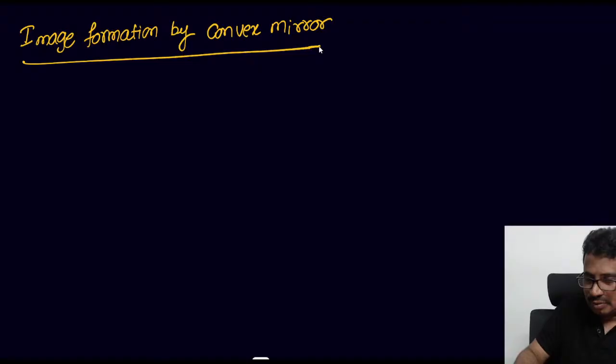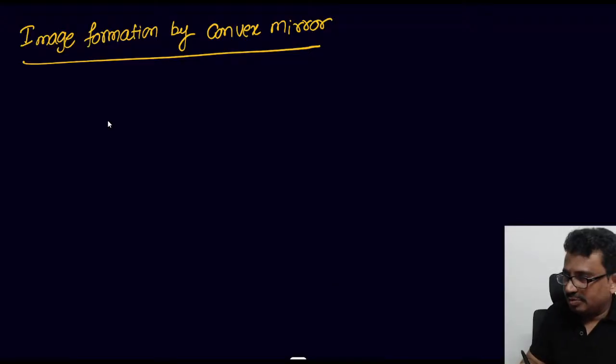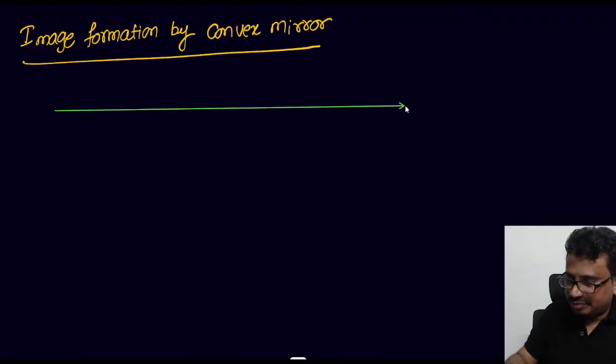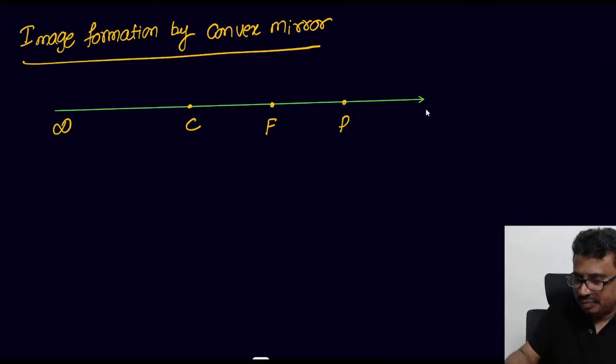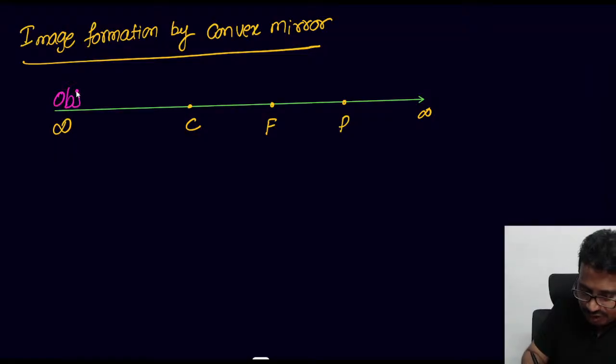Image formation by convex mirror. In a convex mirror, only two cases are possible. Let us see those cases. Only two possibilities you can find. Here this is infinity and the center, this is the focus, this is the pole, and this is infinity. So tell me now, if the object is at infinity, where will the image form? The image is at focus.